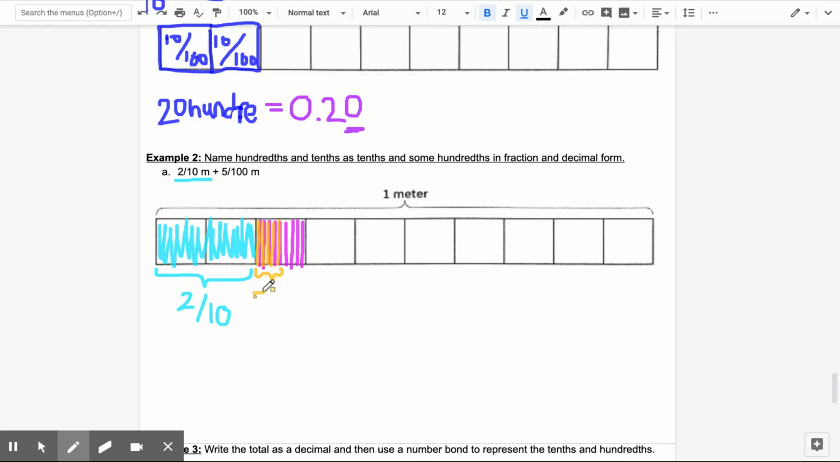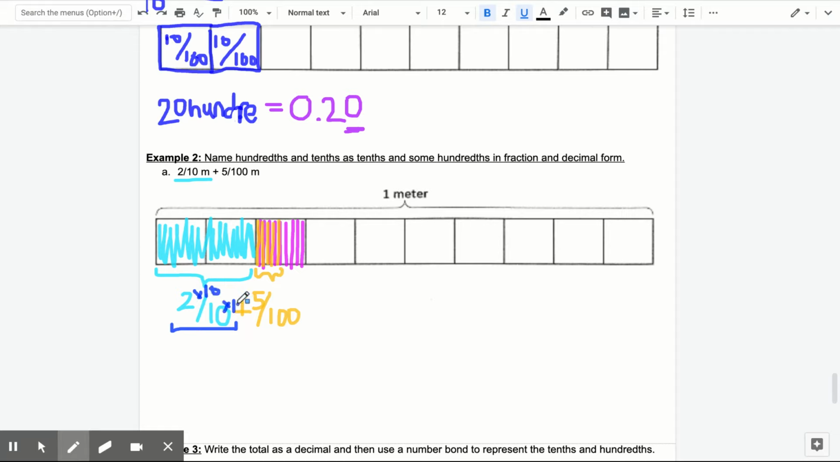I have a problem though. This is an addition problem and my denominators do not match, so I can't easily add these if my denominators don't match. We learned that earlier in our fraction unit. So that means I need to change something. The easiest thing for us to change here is to change our 2/10 to hundredths. And like we saw up top, we can use the rule times 10 on the top and times 10 on the bottom to get those equivalent fractions.